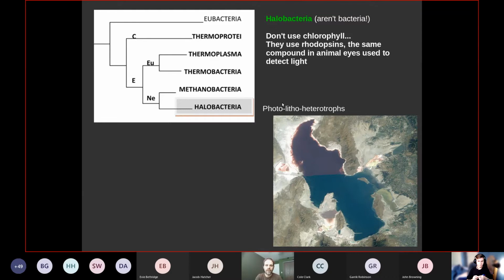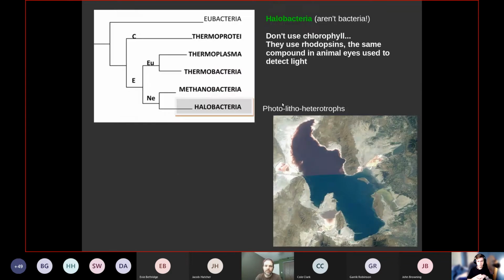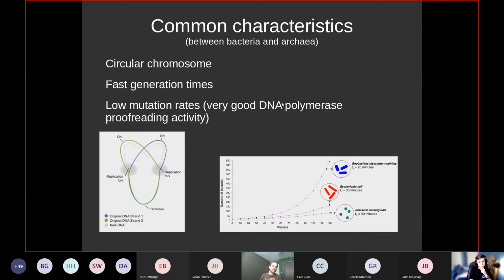All right, so there's these differences between archaea and bacteria, but there's also some stuff in common. And this is why we originally classified them as bacteria. We didn't have that third domain. Okay, we've got a circular chromosome. This is way different from the eukaryotes. We've got really fast generation time and really low mutation rates.